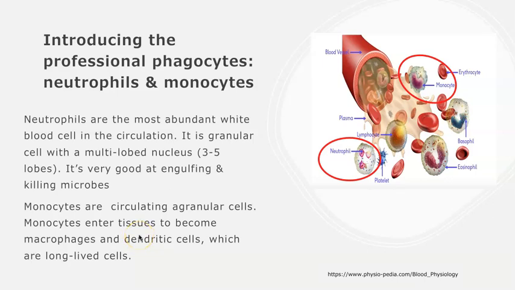These cells are very efficient at phagocytosing microbes. So let's learn some other interesting facts about them. Neutrophils are the most abundant leukocyte in the blood, making up about 60% of the total white blood cell count. They are granular cells with multilobe nuclei, usually about 3 to 5 lobes.